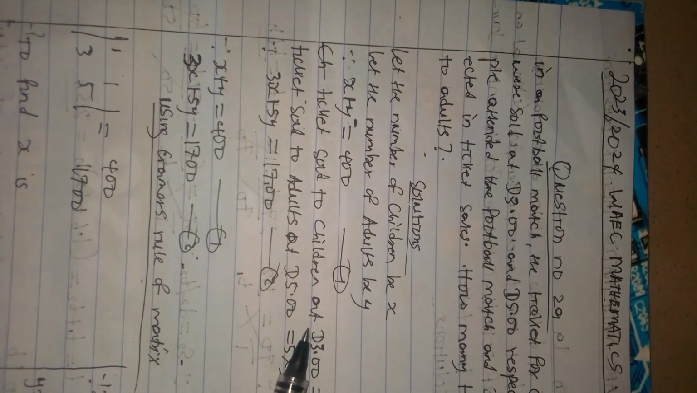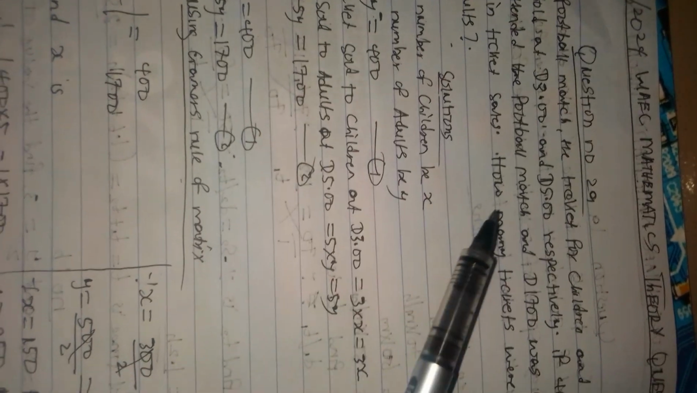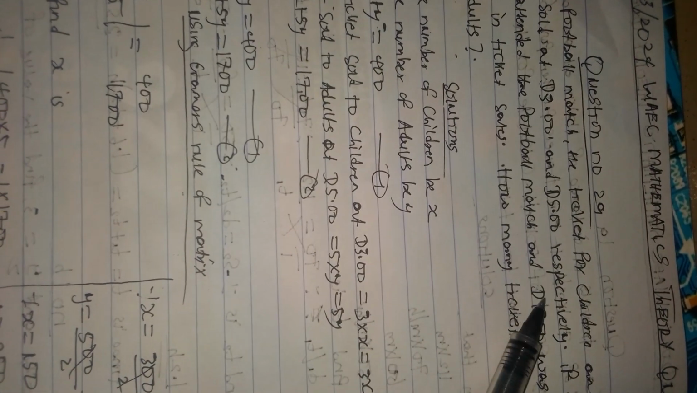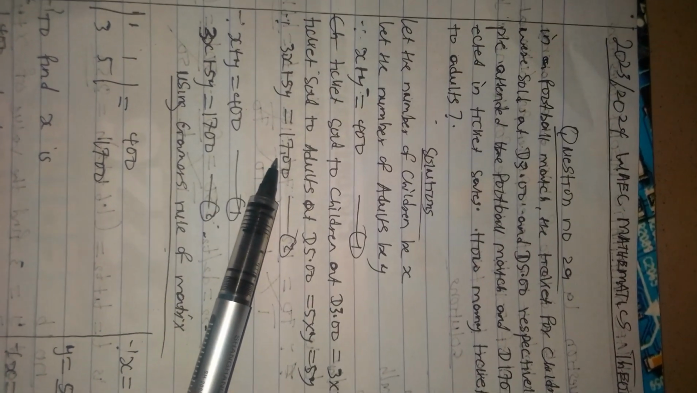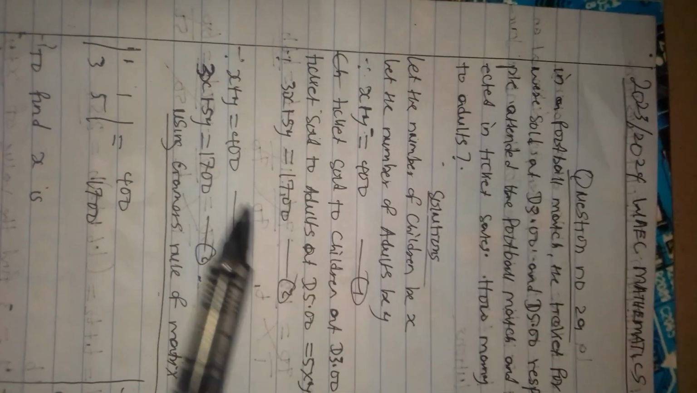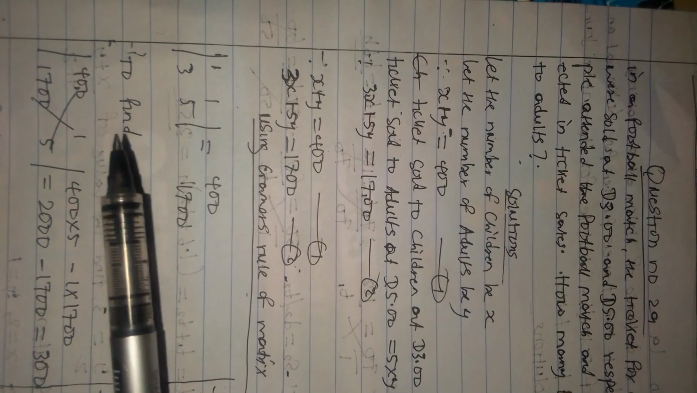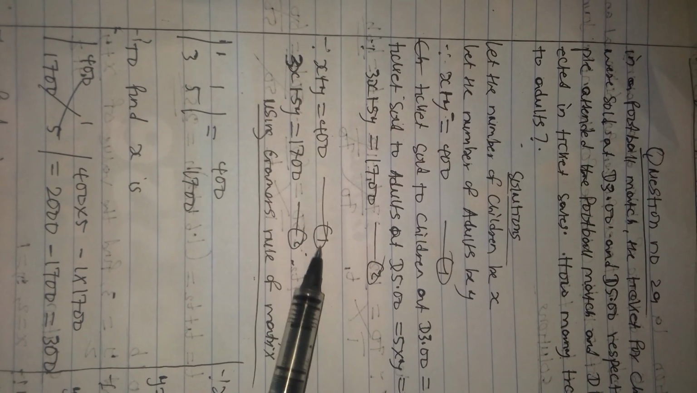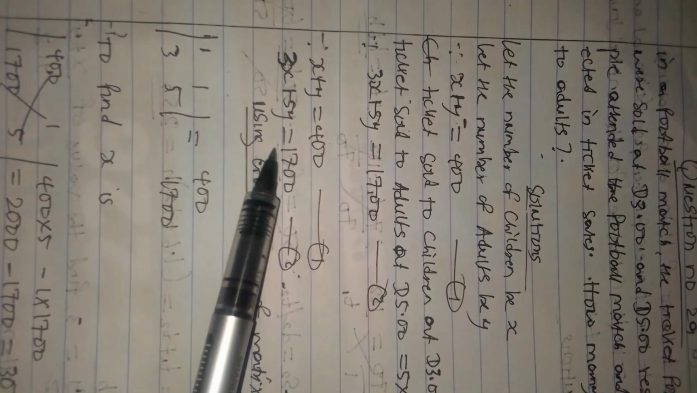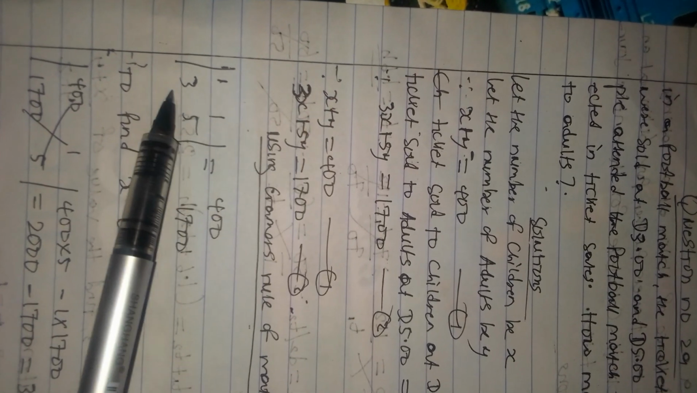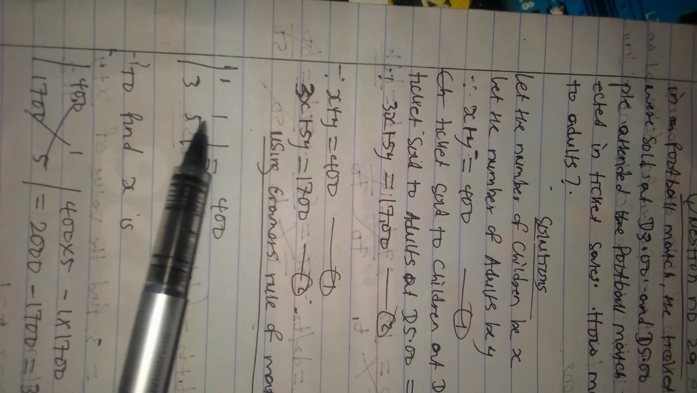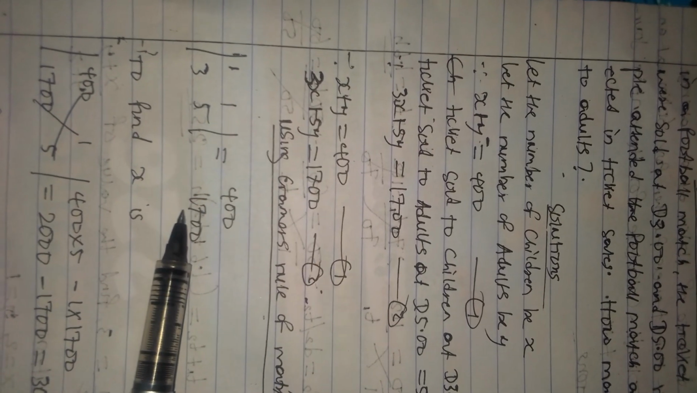Summing it, the total dollars is $1,700, so 3x plus 5y is equal to $1,700, equation 2. Bringing the two equations together: x plus y is equal to 400, equation 1, and 3x plus 5y is equal to 1,700, equation 2. Therefore, using Cramer's rule of matrices, the coefficients are 1 and 1, 3 and 5, equal to 400 and 1,700.